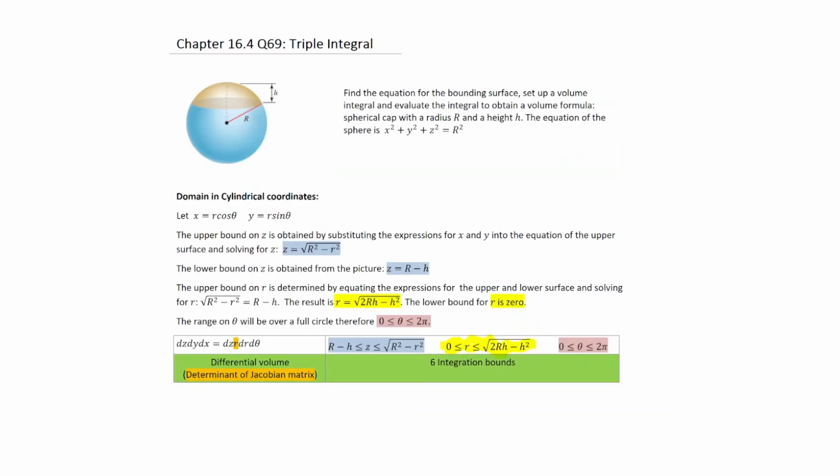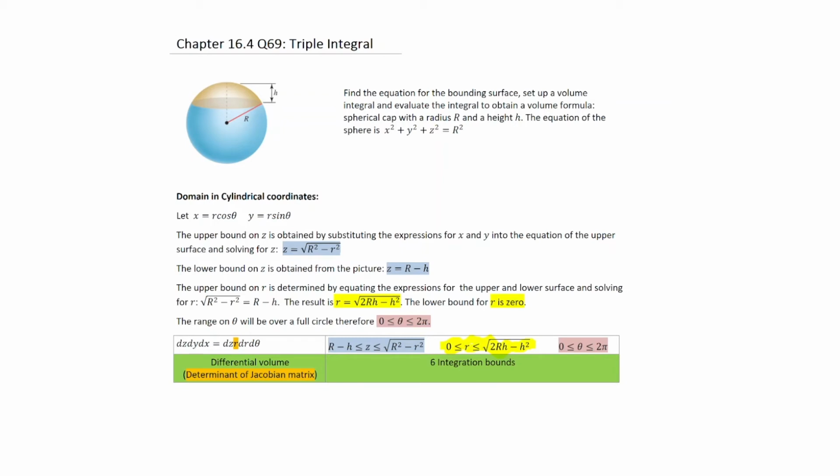All right, so here's another example, again from the book. Find the equation for the bounding surface, set up a volume integral, and evaluate the integral to obtain a volume formula. So it's a spherical cap with a radius r and a height h. The equation of the sphere, we can write out immediately, is x squared plus y squared plus z squared equals r squared. And we're going to solve the problem in cylindrical coordinates.